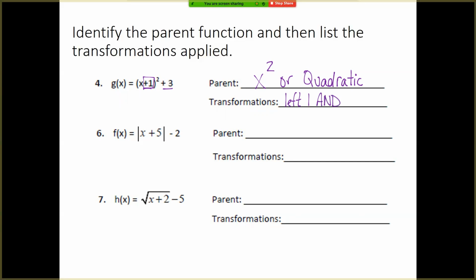And then we're also making a second shift. The plus 3 hanging out at the end keeps the sign, moves you up or down. Since it's positive, we're moving up 3. So our transformations here are left 1 and up 3. For question number 6, our parent function is the absolute value.